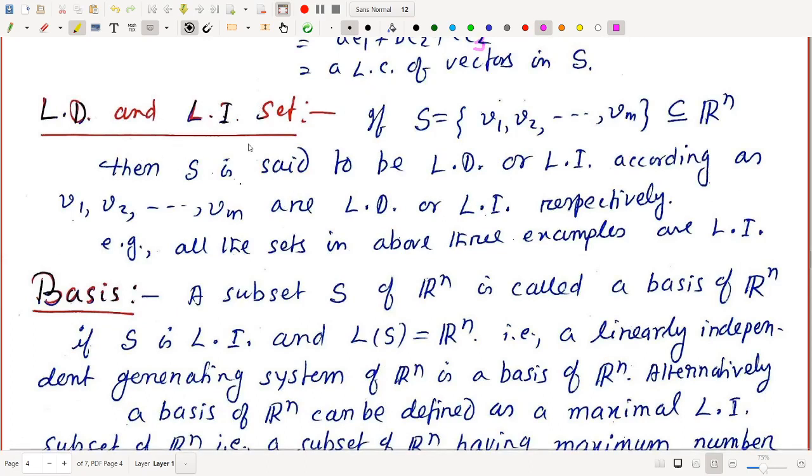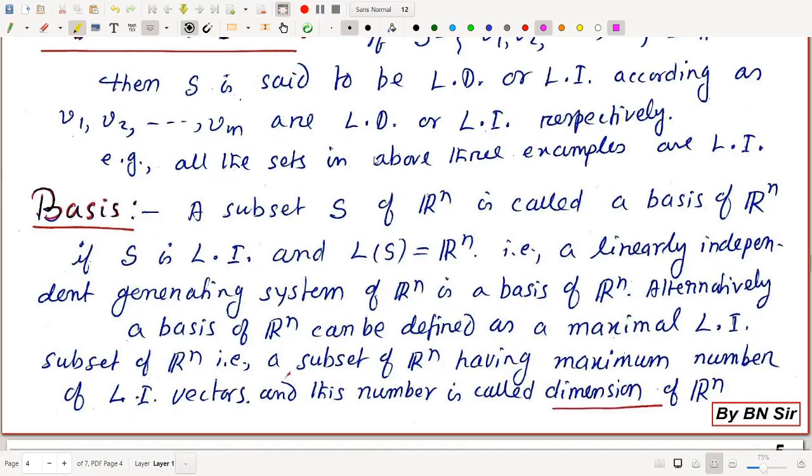Now, what is LD set and LI set? If S is the set containing the vectors b1, b2, ..., bm in R to the power n, means this S is a subset of R to the power n, then S is said to be LD or LI according as the vectors b1, b2, ..., bm are LD or LI. Already we have defined when b1, b2, ..., bm are said to be LD, when they are said to be LI. So if they are written as a set, then the set is said to be LD or LI according as its vectors are LD or LI respectively.